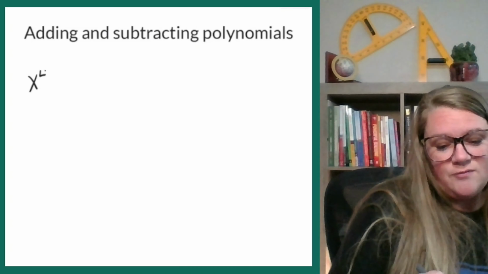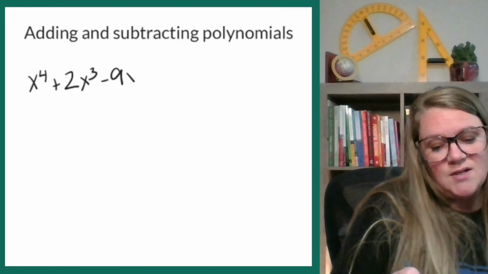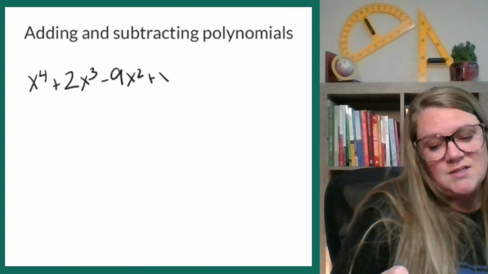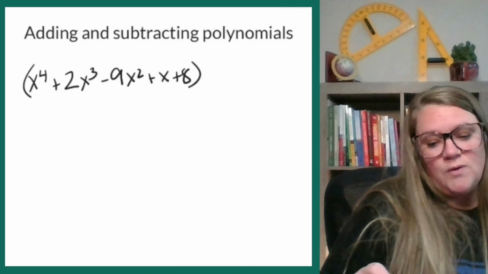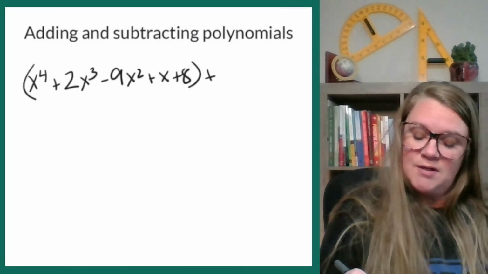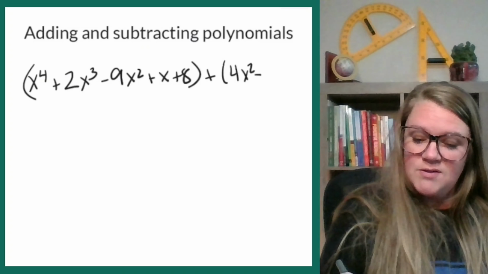We have x to the fourth plus 2x to the third minus 9x squared plus 8 plus x plus 8, and we want to add 4x squared minus 2x minus 1.